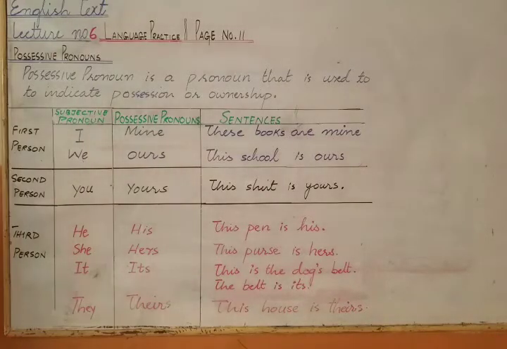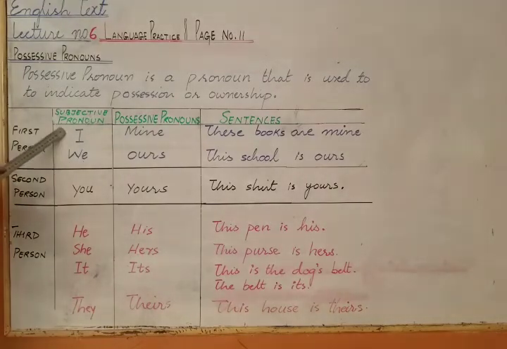Okay? Now look at the chart. Here we have subjective pronouns. What are subjective pronouns? A subjective pronoun acts as the subject of a sentence. It performs the action of the verb. For example, I is the subjective pronoun. It always performs the action of the verb.